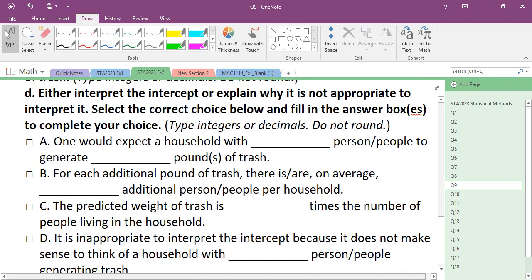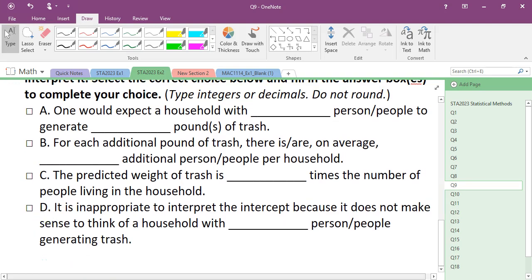Either interpret the intercept or explain why it is not appropriate to interpret it. Okay. So A says, one would expect a household with blank persons to generate blank pounds of trash. B, for each additional pound of trash, there is on average blank additional persons per household. C, the predicted weight of trash is blank times the number of living people in the household. Or D, it is inappropriate to interpret the intercept because it does not make sense to think of a household with blank people in it generating trash.